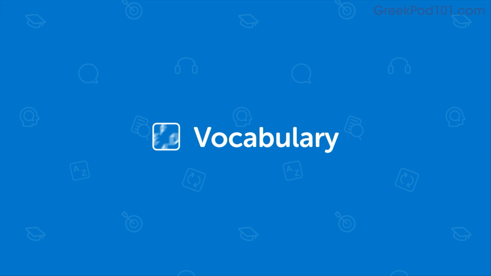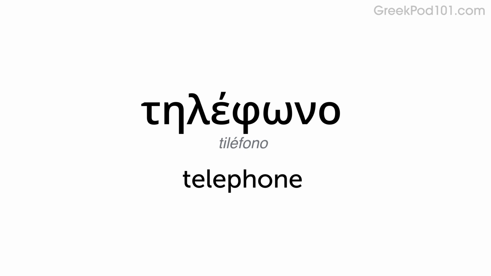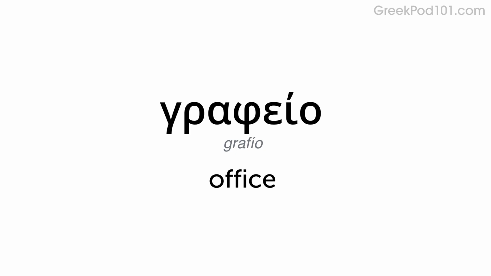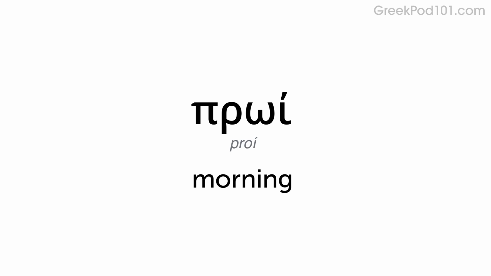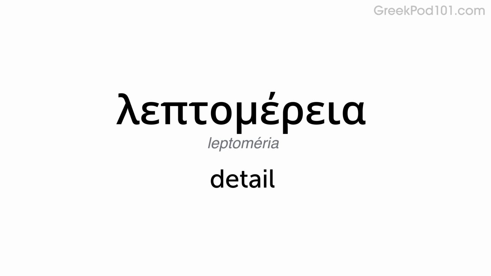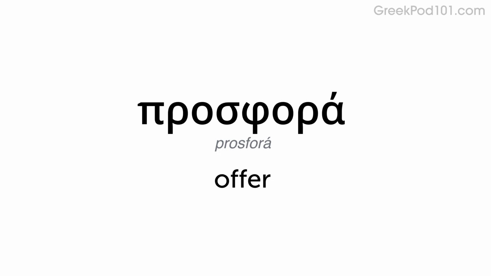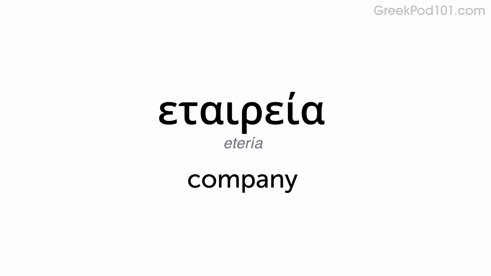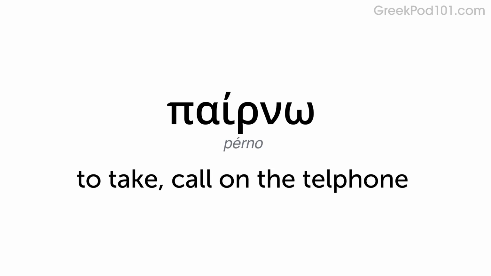Now you'll hear the key vocabulary, followed by the English translation. Τηλέφωνο. Telephone. Πελάτης. Client. Customer. Γραφείο. Office. Πρωί. Morning. Λεπτομέρεια. Detail. Προσφορά. Offer. Αριθμός. Number. Εταιρεία. Company. Παίρνω. To take. Call on the telephone.